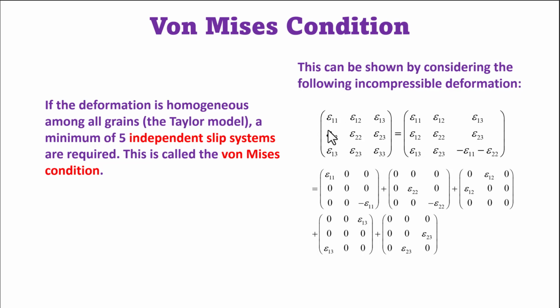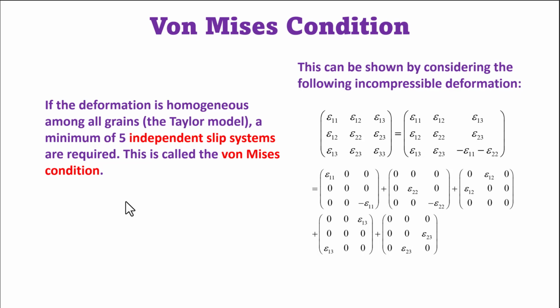An arbitrary strain can be represented by a strain tensor. Because dislocation creep leads to incompressible deformation, this strain tensor must be incompressible. Therefore, epsilon 33 can be written as negative epsilon 11 minus epsilon 22. Now, this arbitrary strain tensor can be written as a sum of these 5 independent components.